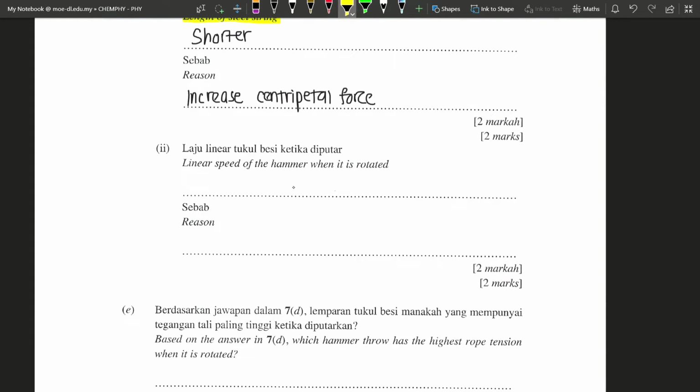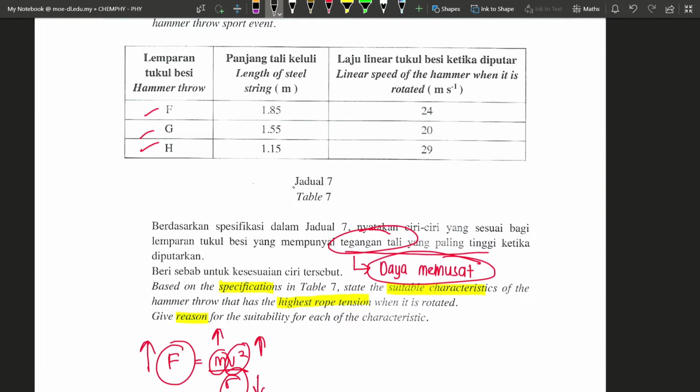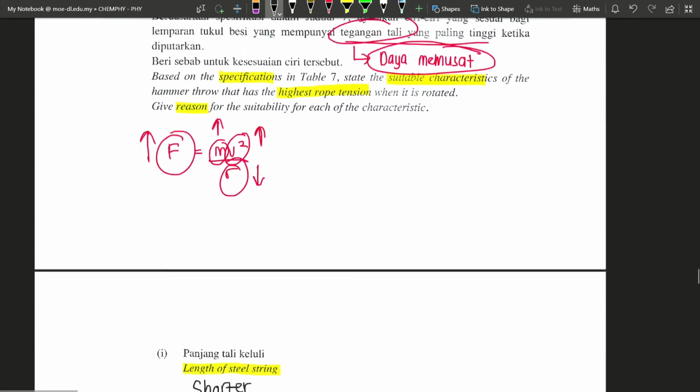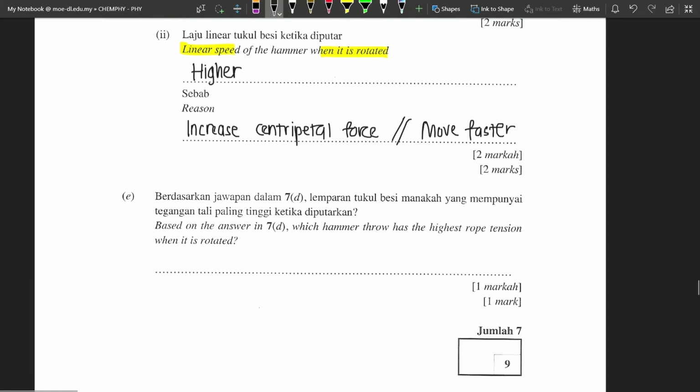Next, aspek kedua. In terms of linear speed. Laju linear when it is rotated. You guys nak putarkan hammer throw tu dalam keadaan laju yang lebih tinggi atau laju yang lebih rendah. So kita akan gunakan laju yang lebih tinggi. So higher speed. Lebih tinggi. So kenapa nak laju yang lebih tinggi? You guys boleh ulang reason yang sama. Increase centripetal force ataupun higher centripetal force. Daya memusat yang lebih tinggi ataupun more faster. Dan sebagainya.